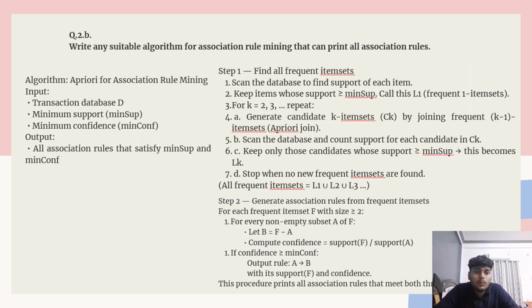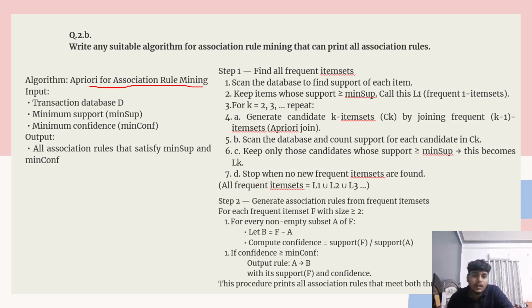Question number 2B part. Write any suitable algorithm for association rule mining that can print all association rules. For this, we have chosen the Apriori algorithm for association rule mining. In this, we first take input. For input, we take transaction database, minimum support, and minimum confidence, and our output is all association rules that satisfy min-sup and min-conf.